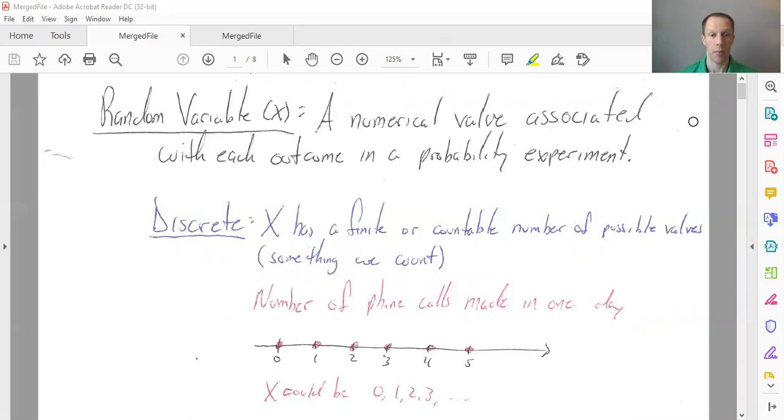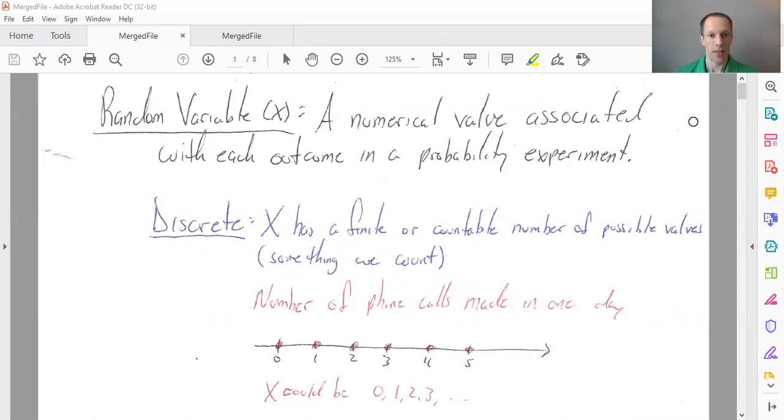One of the things that we learn about in Chapter 5 is this concept known as a random variable. A random variable is a numeric value that's associated with each outcome in a probability experiment. In other words, when we do a probability experiment and we get the outcome of that experiment, if we count something or measure something in that outcome, then we have what's called a random variable. And we often use the letter X to represent that variable.